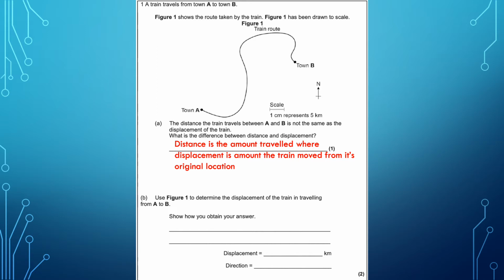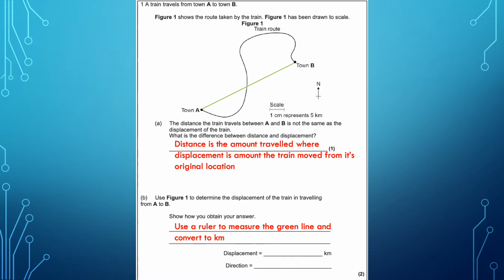So for part B, if you want to pause the video really quick and answer part B, go ahead and do that. It says use figure 1 to determine the displacement of the train in traveling from A to B and show how you obtain your answer. Now this is going to be a bit tricky because what I'm showing you on the board might be different from what is actually on your paper. But how you answer this is you're going to get a ruler to measure a line that goes from A to B. I've drawn a green line that goes from A to B, and that is essentially your displacement. You're going to measure it, and tell me how many centimeters that green line is, or whatever line you have drawn on your paper.